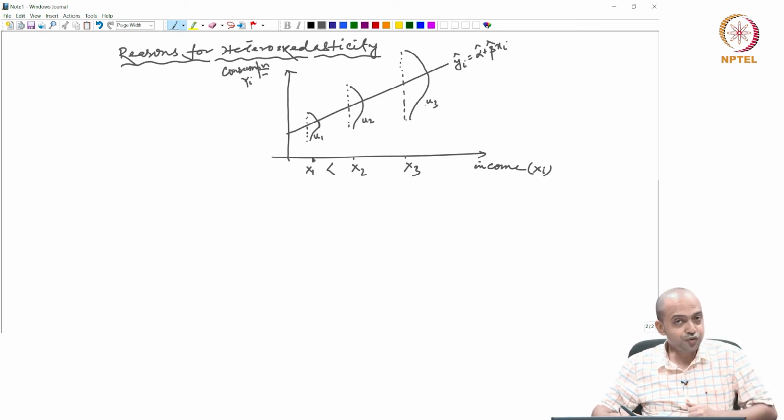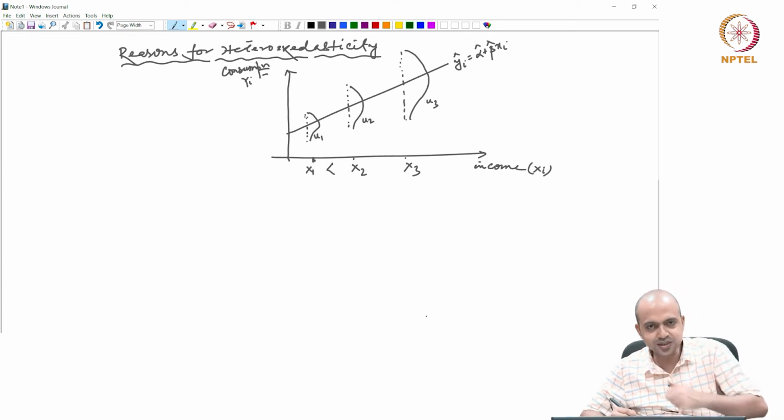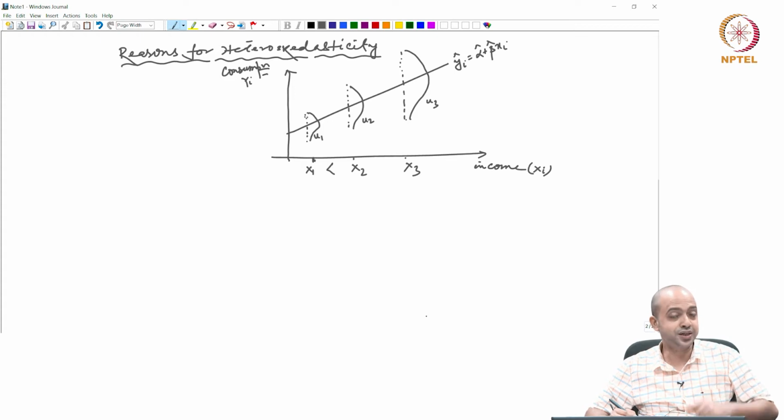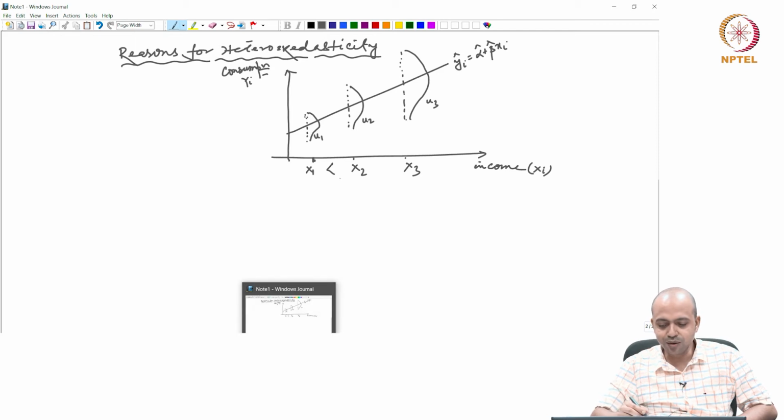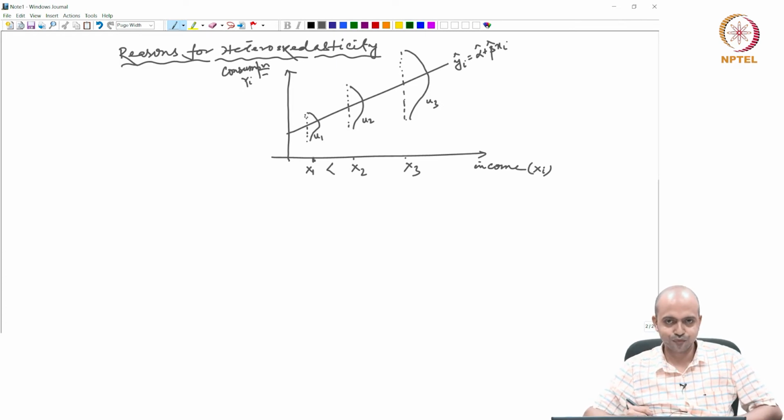Now, what is the assumption we made? The assumption we made is that at different levels of x, that means as income increases, your error variance actually should not increase. But here what is happening, as the individual's income increases from x1 to x2, x2 to x3, the error variance is actually increasing. Higher the income, higher is the error variance. That is why this type of pattern explains heteroscedasticity.